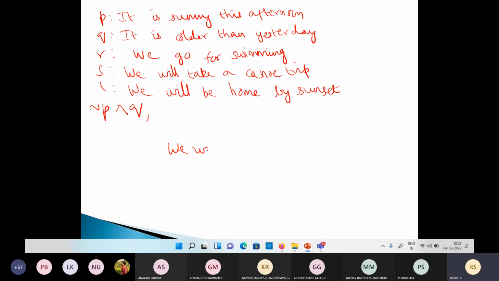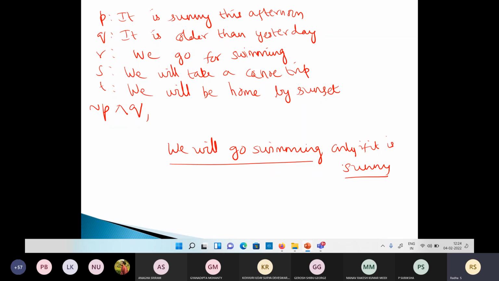Second sentence: we will go swimming only if it is sunny. I'll write it: we will go swimming only if it is sunny. So you have tried, this is P, this is Q, in the P tends to Q format. So this should come first. We will go swimming, so R tends to, if it is sunny, that is P. Correct, our second sentence, fine.